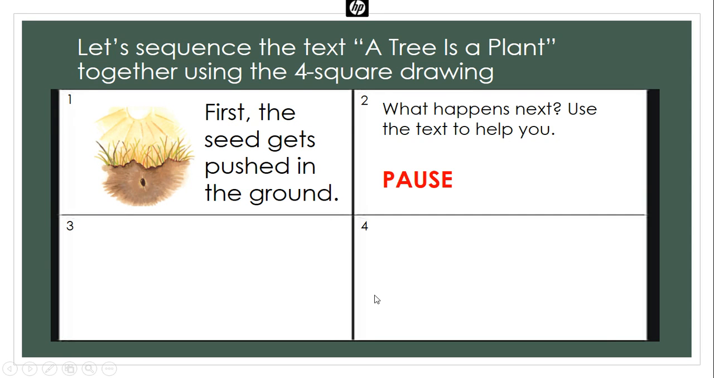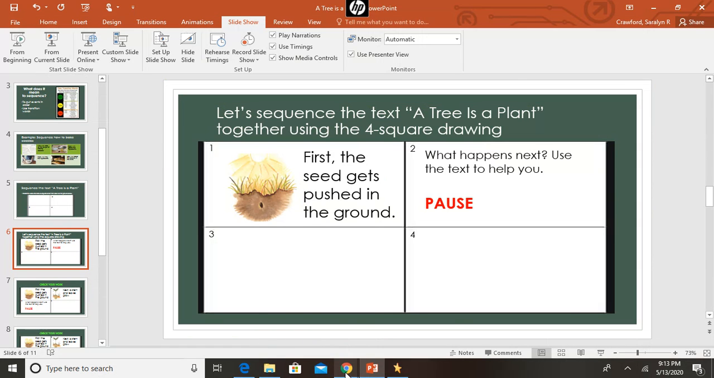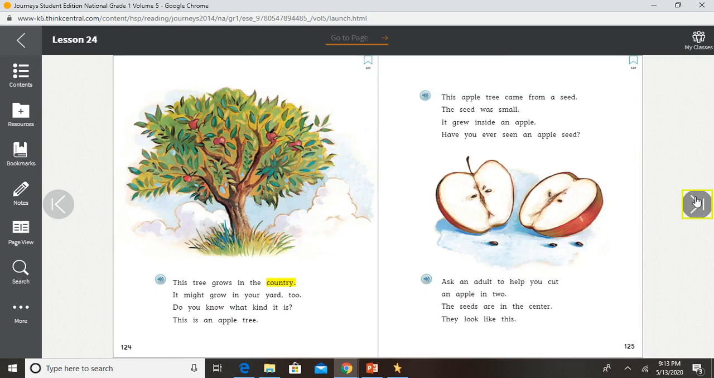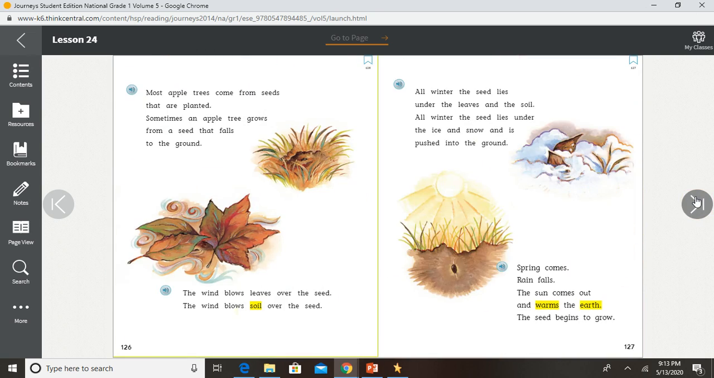So I'm going to be using the story A Tree is a Plant, and there are so many parts of the story that we can sequence, but I'm going to start with when first the seed gets pushed in the ground. Because remember, before that, wind blows and then the seed eventually gets pushed in the ground. So we're starting with here. Now, we need to think what happens after that.